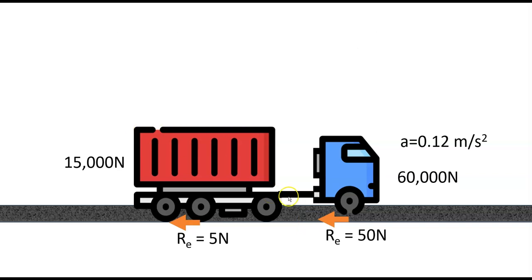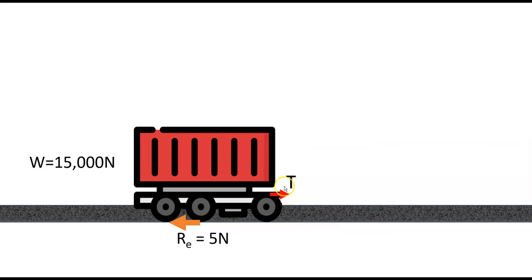First, we must know that for tension, there are always two tension forces acting on any point on an object that is having tension. Next, we isolate like we did previously for the free body diagrams and look at the forces acting on the trailer. The resultant force on the trailer would be the tension T minus 5 Newton.